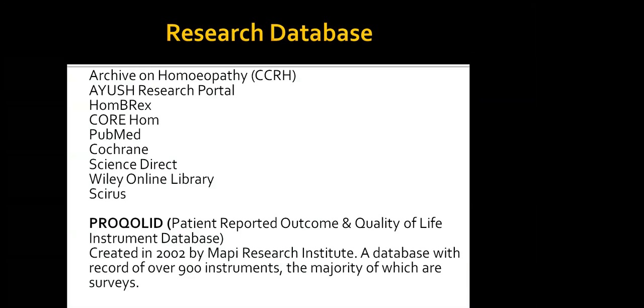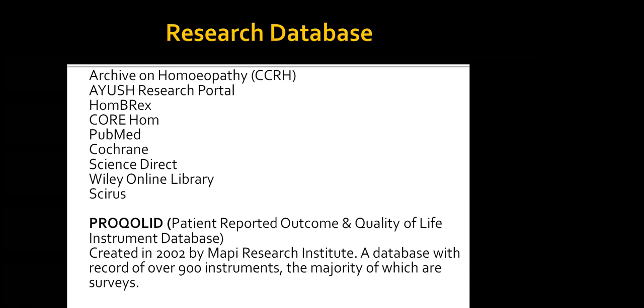Then there is the Ayush Research Portal. Then there is the HomBRex database. In the HomBRex database, you will find around 2,500 experiments on basic homeopathic research. And then there is the Core-Hom database. You can find more than 1,000 clinical studies of homeopathy. Other most widely used are PubMed, ScienceDirect, Cochrane, Scopus, and like that.